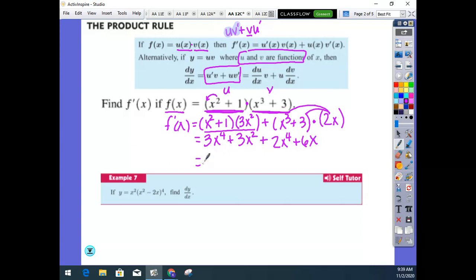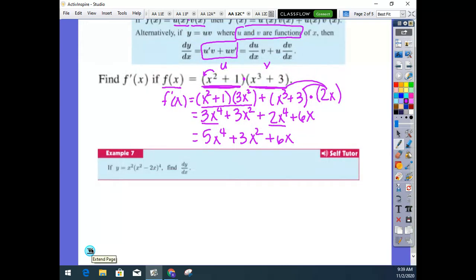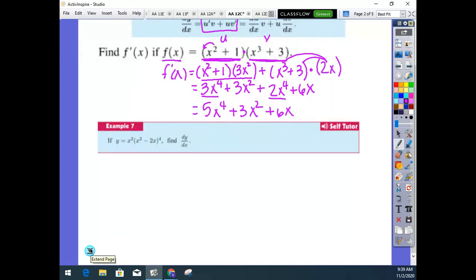Now we can combine like terms, because I have 2x to the 4th terms. 3 plus 2 is 5x to the 4th. This is the only x squared, and this is the only 6. Final answer.